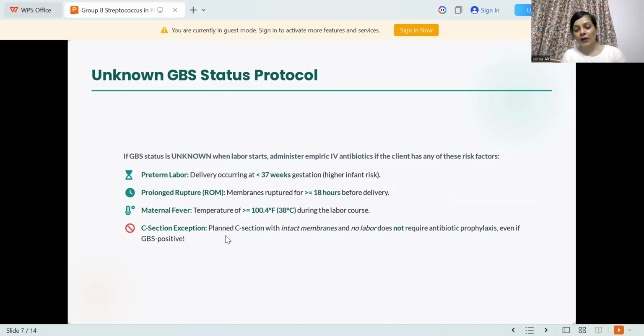But those who have a planned C-section with rupture of membranes and are GBS positive, that mother needs to be given IV antibiotics so as not to pass GBS to the infant.